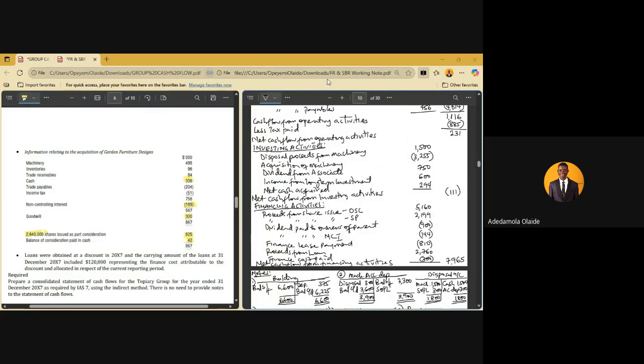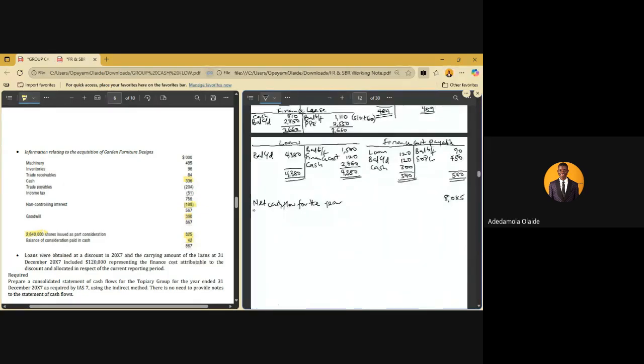You guys should fight each other. 8085 is actually correct. Net cash flow, 8085. So have you recalculated it? Yes. Net cash flow at the beginning, 8085.